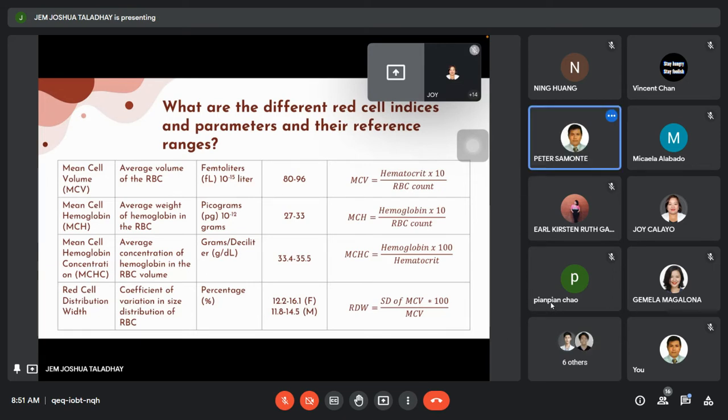Ma'am Joy, good morning po. In regards to iron deficiency anemia, as mentioned by Sir Jem, you have a microcytic hypochromic cell. So the ones most likely affected in your indices would be your mean cell volume as well as your mean cell hemoglobin concentration. They would have lower values, less than 80 femtoliters for your MCV and less than 33 for your MCHC. Okay, so that is correct.